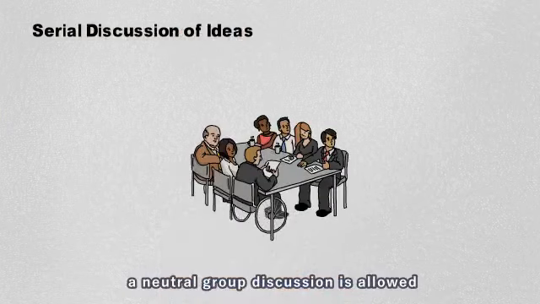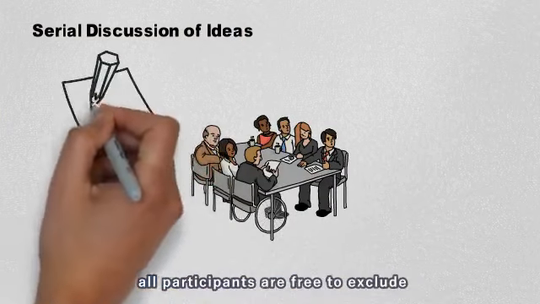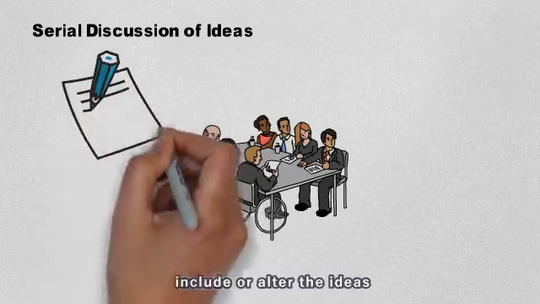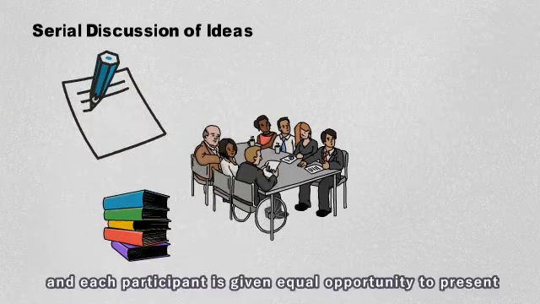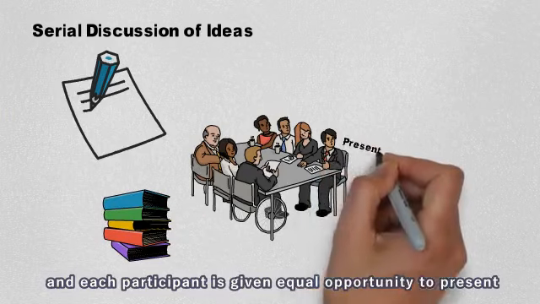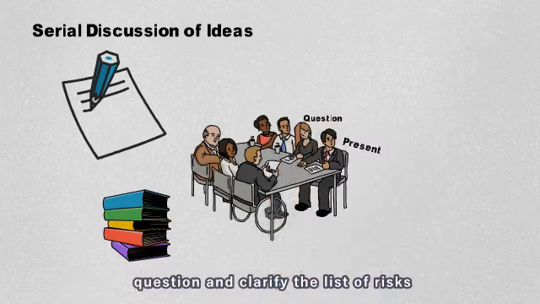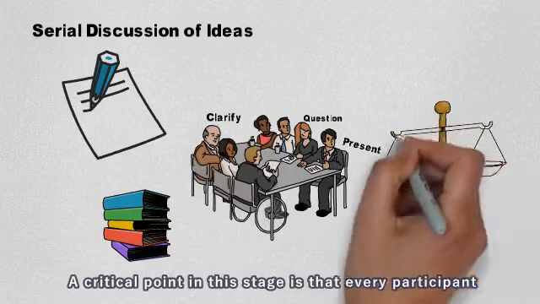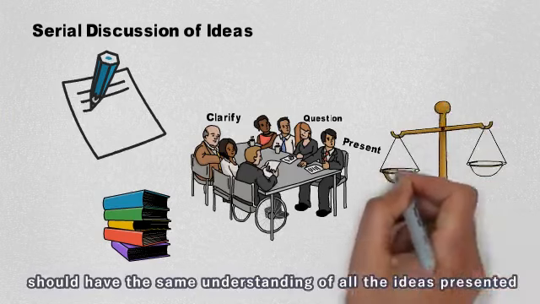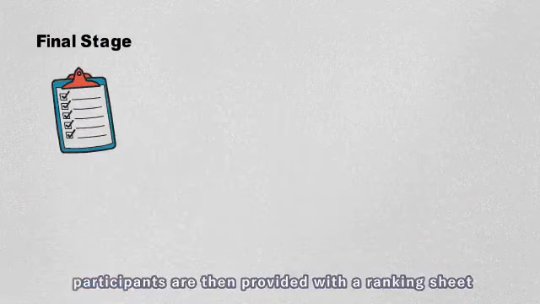Fourth, serial discussion of ideas. In this stage, a neutral group discussion is allowed. All participants are free to exclude, include, or alter the ideas. Commonly, similar risks are sorted together, and each participant is given equal opportunity to present, question, and clarify the list of risks. A critical point in this stage is that every participant should have the same understanding of all the ideas presented.